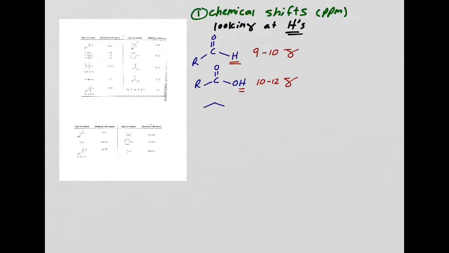Now, when you have a benzene ring, which is such a common functional group, the hydrogens on a benzene ring are going to show up between 6.5 to 8 ppm. It's pretty good. So this is why NMR is so beautiful. You look at an NMR spectrum. If you see a peak at 9 ppm, you go, oh, aldehyde. You see a peak at 10 to 12 ppm, you go carboxylic acid. You see a peak between 6.5 to 8 ppm, you go, oh, I have a benzene ring, which is kind of cool.